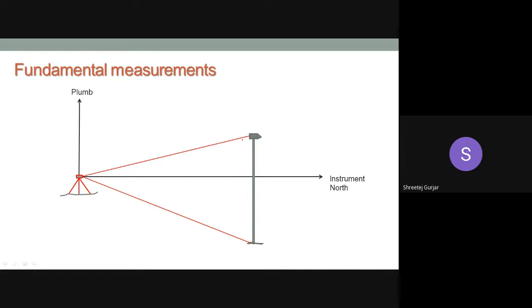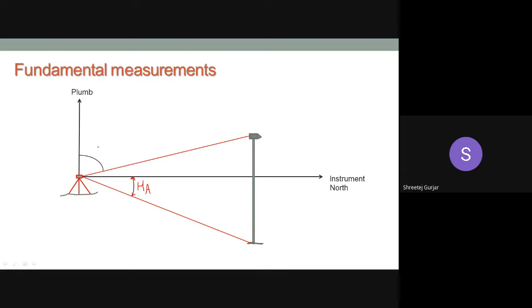So this particular reading is taken, and these two lines are in the same vertical plane, right? And the horizontal angle from your instrument north, you can see I have marked over here. This is the horizontal angle. I'll mark it as HA, the horizontal angle from the instrument north. So this is not the vertical angle. Try to imagine, it is not the vertical angle, it is the horizontal angle.